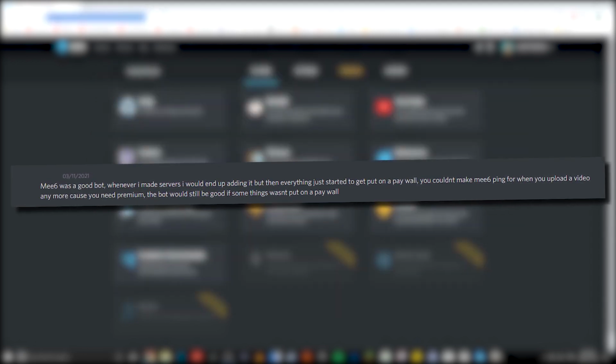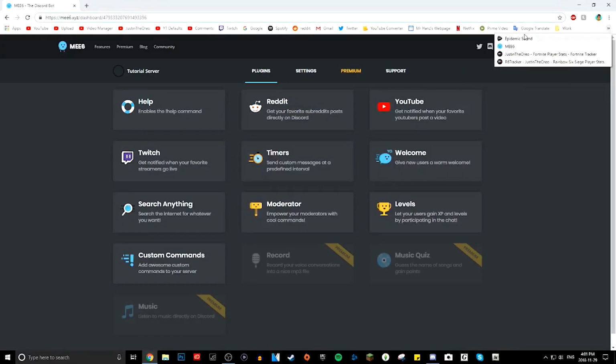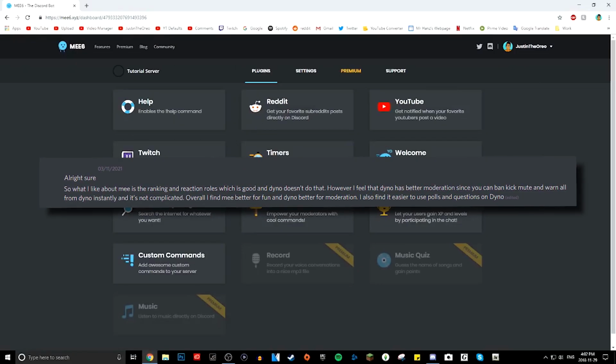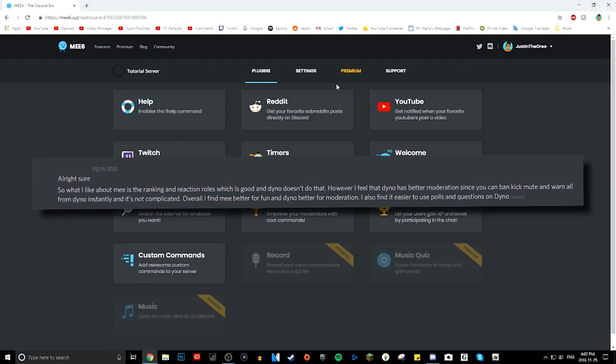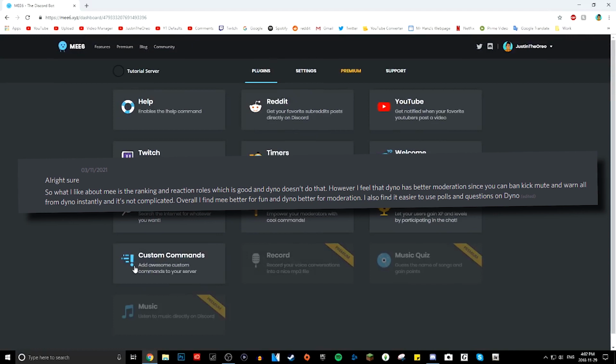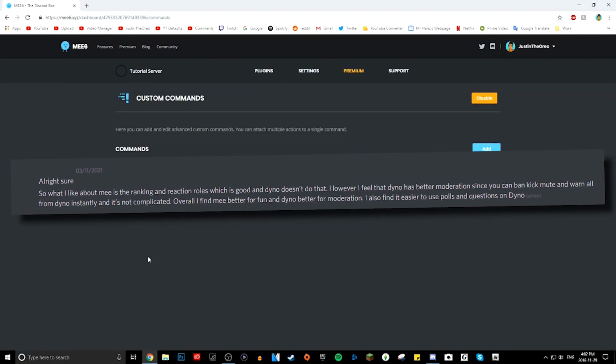The bot would still be good if some things weren't put on a paywall. Another friend of mine talked about the moderation for the bot. "So what I like about Mee6 is the ranking and the reaction roles, which is good, and Dino doesn't do that. However, I feel that Dino has better moderation since you can kick and mute and warn all from Dino instantly and it's not complicated. Overall, I find Mee6 better for fun and Dino better for moderation. I also find it easier to use polls and questions on Dino."